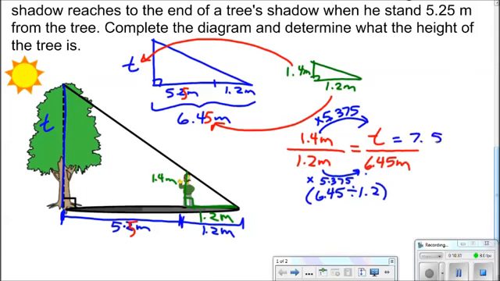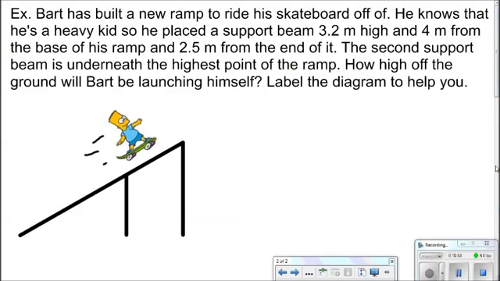Okay, and so when you multiply those, you get a tree height of 7.525 meters. And so again, on word problems, it's always good to add in a sentence explaining what your answer is. So the tree height is 7.525 meters tall. And on an example like this, we could use the fact that the angle at the ground is the same for the shadow. So that's how we know the triangles are similar.